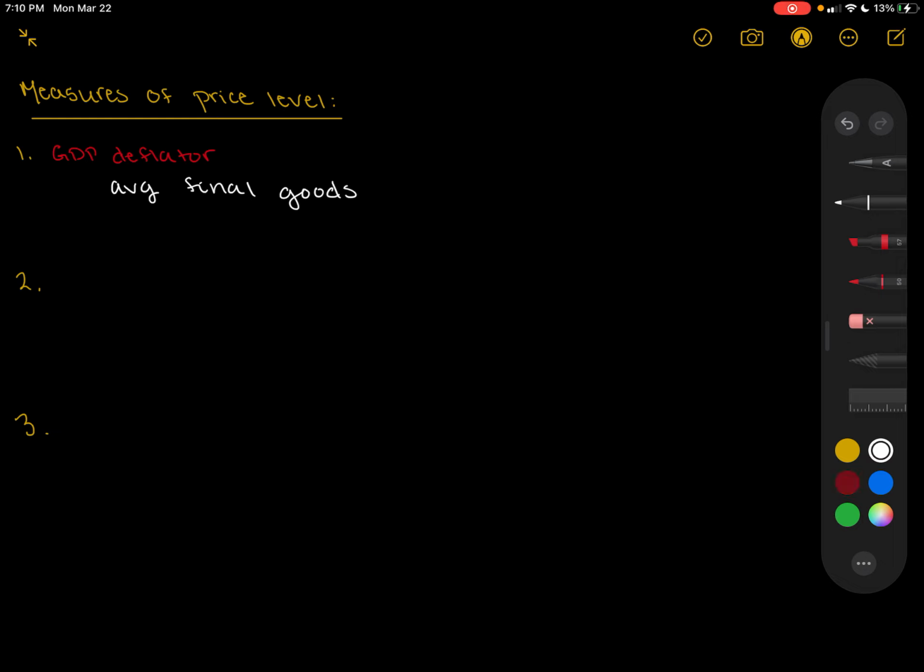Now, the second measurement of price level is the Consumer Price Index, otherwise known as the CPI. Essentially, it's similar to the GDP deflator, although it takes the average price of a basket of goods. And this basket of goods is determined based upon the typical urban family of 4, is kind of a good way of putting it. So it's this average price of a basket of goods.